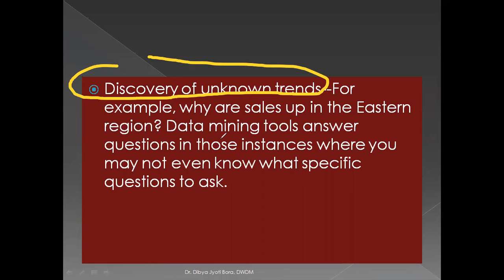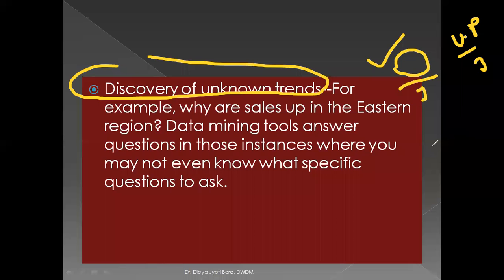Suppose in Assam, in the lower Assam side, the sale of a particular product increased in the month of January, but in the same month, it decreased in upper Assam. Now, we need to analyze what the factors behind it are, why the sale is increasing only in one particular part. So these things are known as discovery of unknown trends with respect to data mining and data warehouse. Okay, these things can also be solved with this DSS.